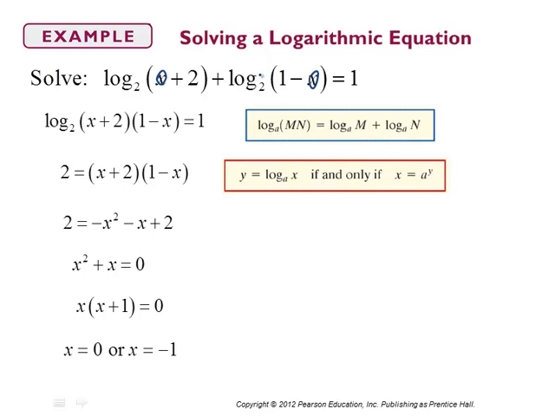Log base anything of 1 is always going to be 0, right? So that means that this would be 0. And log base 2 of 2 is really equal to 1. So 0 really is a solution, right?